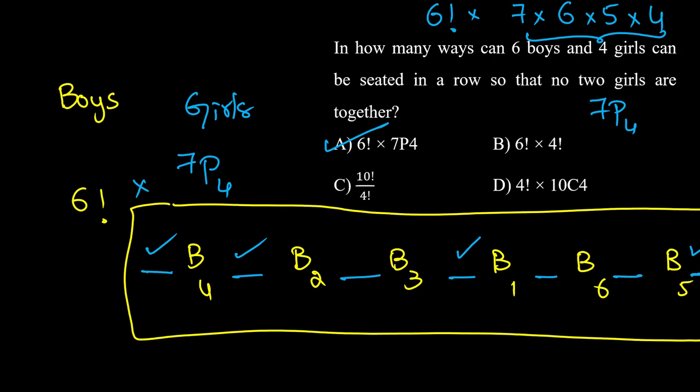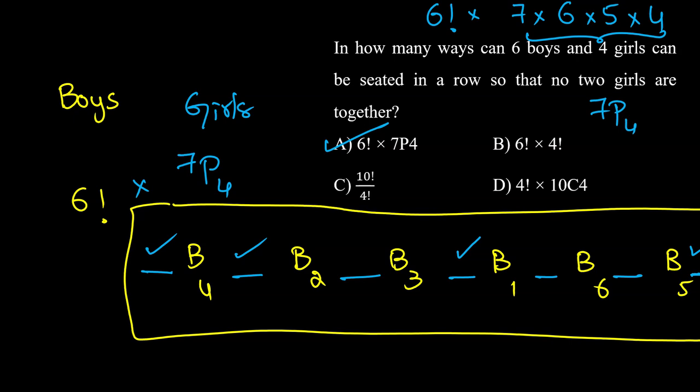Yeah, boys together, no problem. Girls should not be together. That's why first I am arranging boys. I am inserting girls in between the boys so that girls will not be together. So boys arranged, 6 boys, 6 factorial ways in a linear row-wise. They said clearly in the question, in a row. When you have 6 people, 7 places are there. When you have 5 people, 6 places will be there in a row.